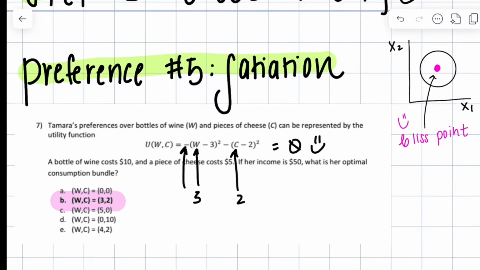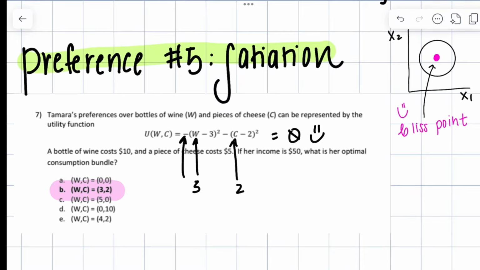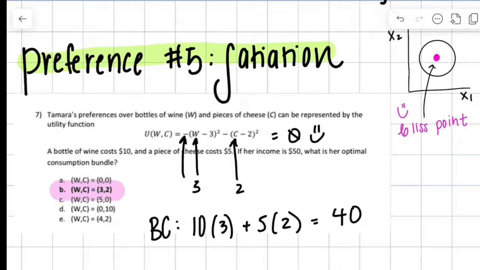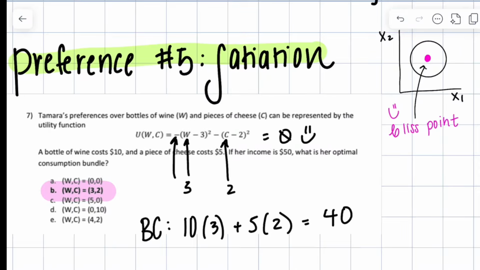I'm just going to make sure that that is affordable by plugging it into the budget constraint. Budget constraint is usually our step 2. So I'm going to say, okay, wine costs $10, so we want 3 of them. Cheese costs $5, we want 2 of them. That's going to give us 40, and that is within our income of $50.